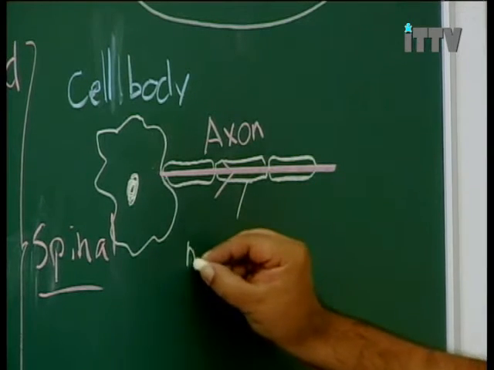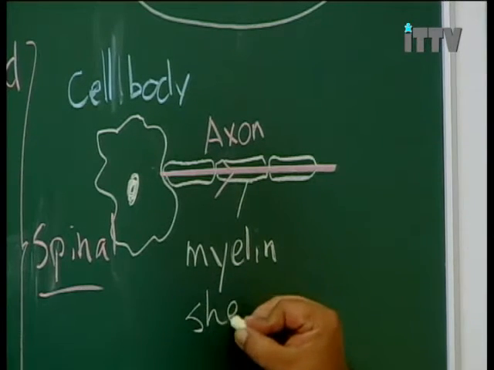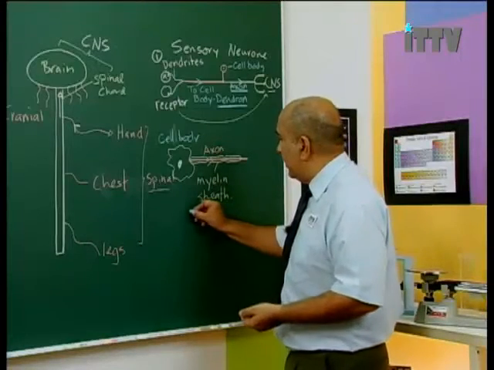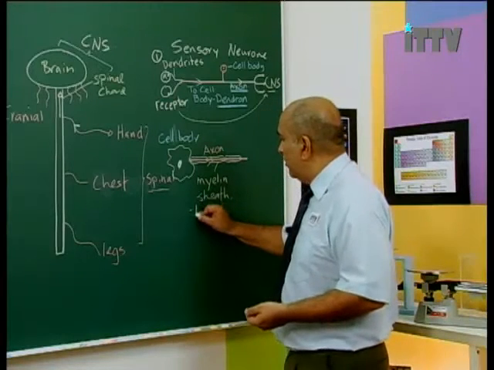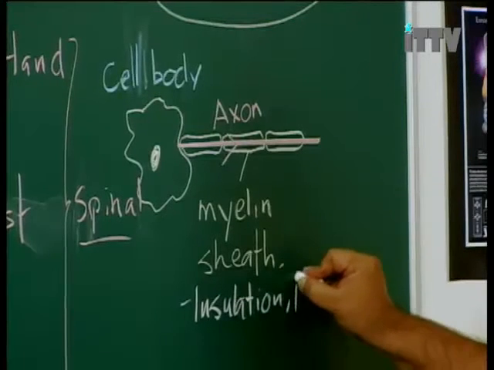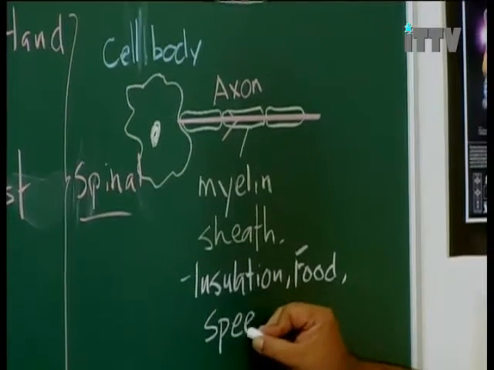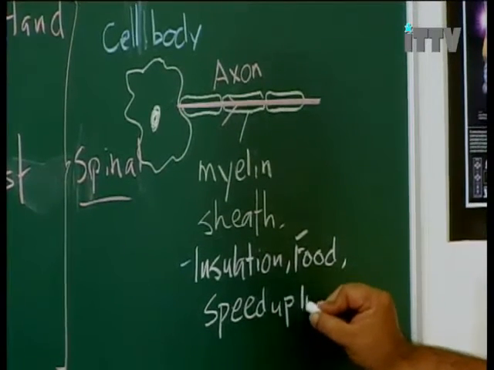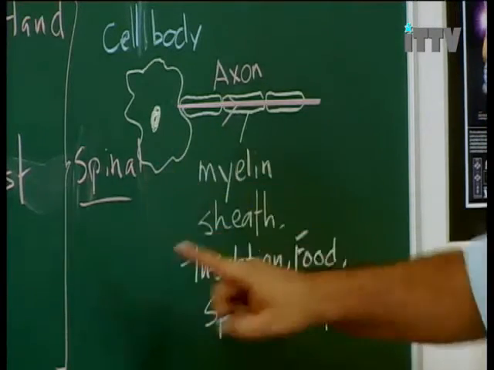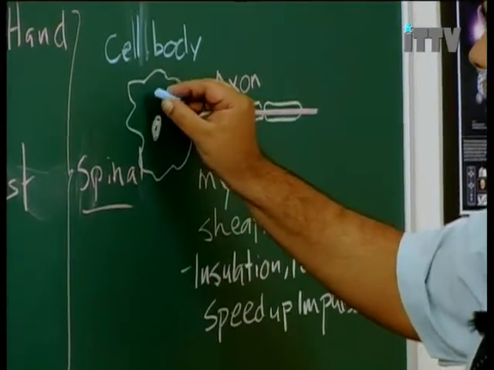This is known as the myelin sheath. Function of the myelin sheath: this is for insulation, food, speed up impulse. So this is the cell body, which will be in the CNS. So let's mark this inside here, CNS.